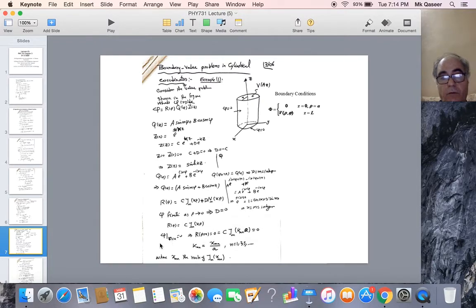Now we also have phi at rho equal a, at the side surface of the cylinder, equals 0. This means that 0 equals C J sub m k_mn a. So we are looking for the roots now of the Bessel functions. k sub mn equals x_mn over a, where n equal 1, 2, 3, etc.